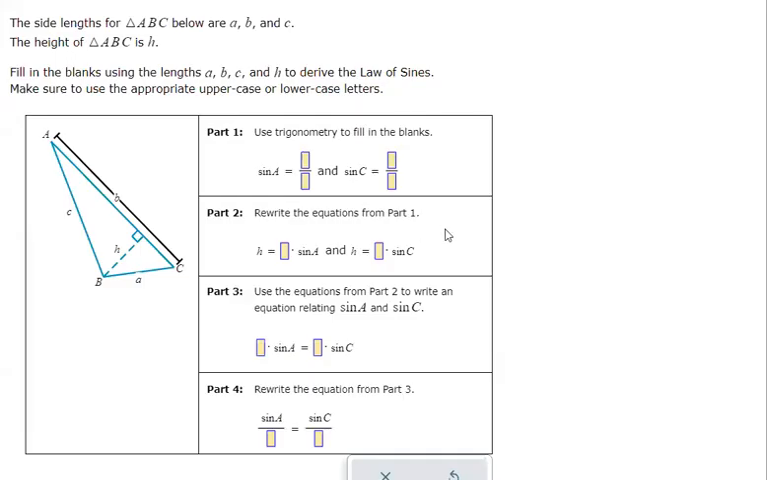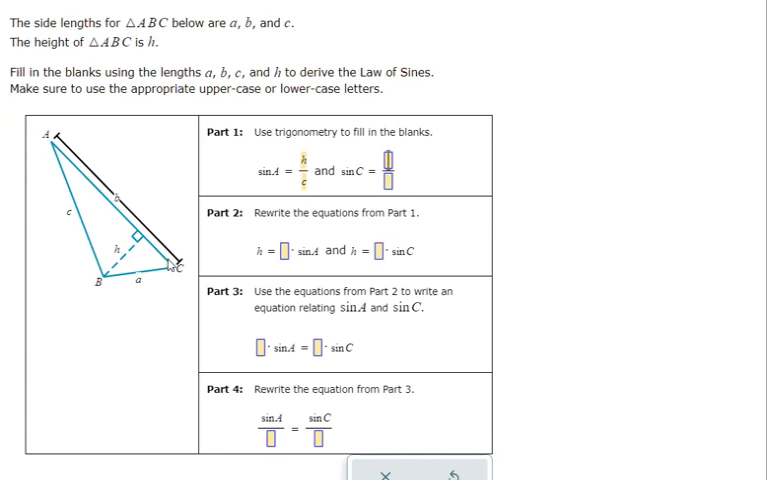Okay, so let's continue with this one. So now we have another triangle, but now the altitude, the height, is from the angle B to the side AC, okay? So I'll use the same reasoning. If you look at the angle A, and you take the sine of A, sine means the opposite side divided by the hypotenuse. For angle A, the opposite is H, so I'm going to write that. And the hypotenuse for this triangle is C.